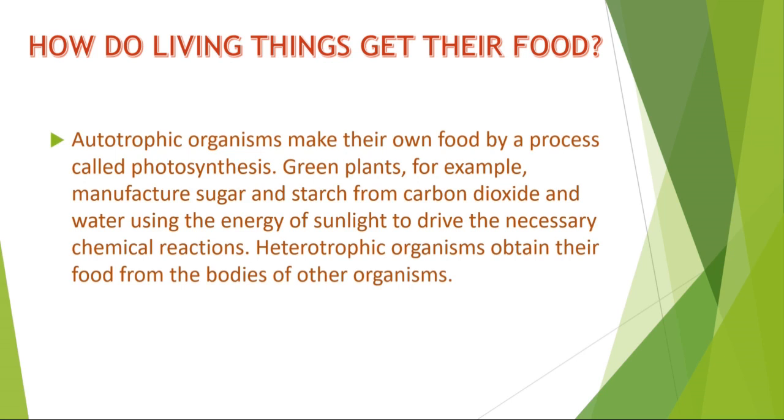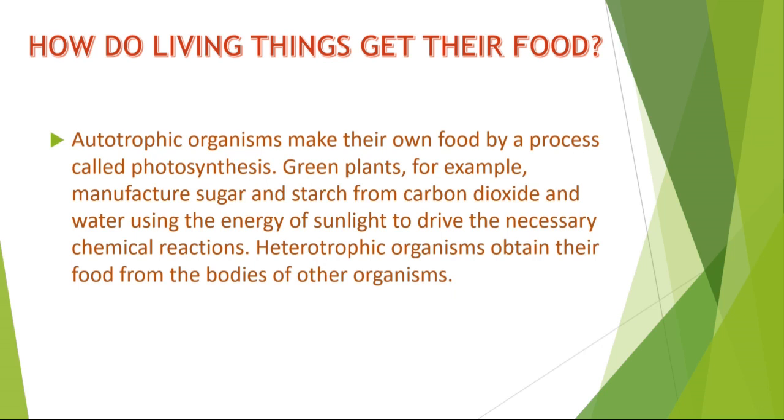So let's read what it defines. Autotrophic organisms make their own food by a process called photosynthesis. Green plants, for example, manufacture sugar and starch from carbon dioxide and water using the energy of sunlight to drive the necessary chemical reactions. Heterotrophic organisms obtain their food from the bodies of other organisms.